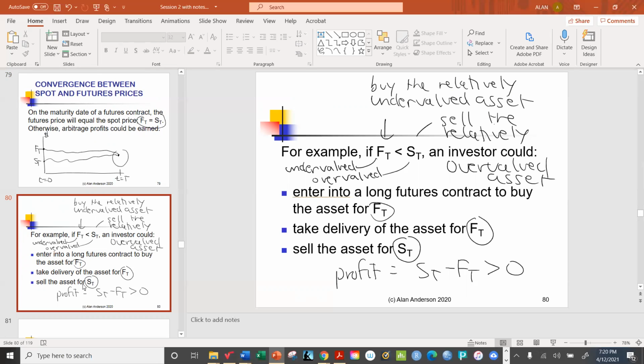All right, so here are the steps involved. We enter into a long futures contract to buy the asset for F_T dollars. Then, at maturity, we take delivery of the asset and pay F_T dollars for it, because that's the futures price that we agreed to. Once we own the asset, we can sell it for S_T dollars. So in other words, you paid F_T, but you receive S_T, and by assumption, S_T is greater than F_T. Therefore, your profit is the difference between the two, which is guaranteed to be positive by this assumption.